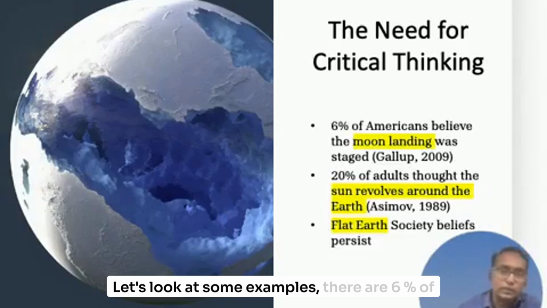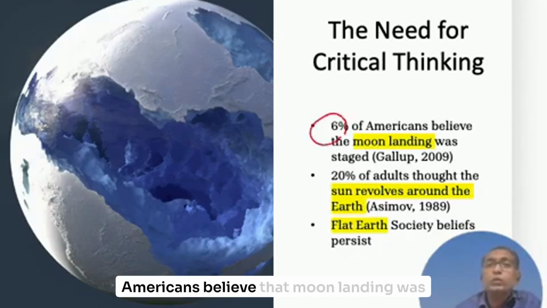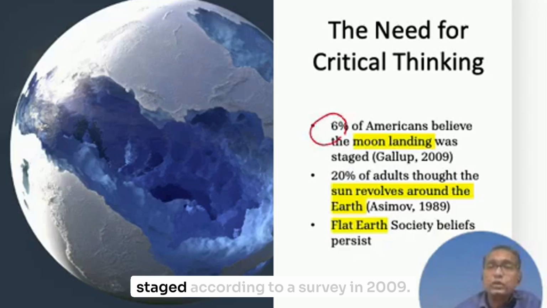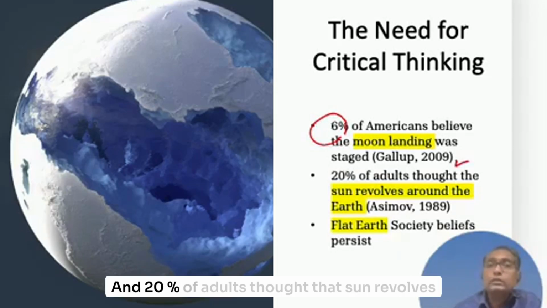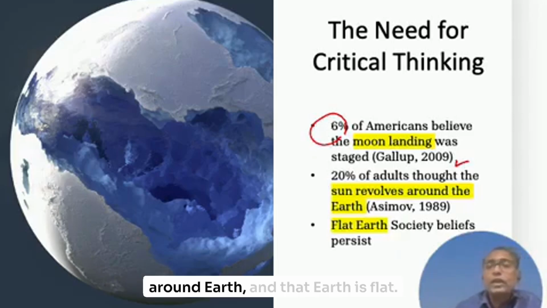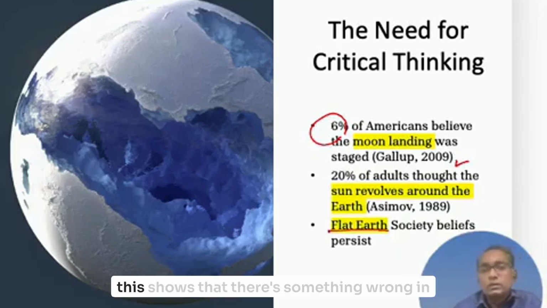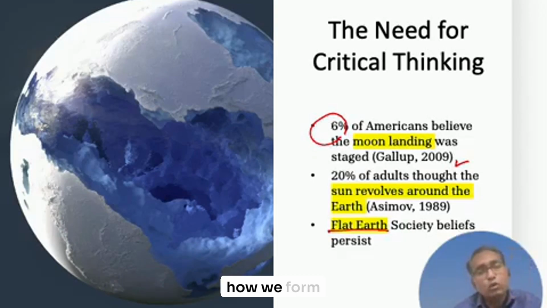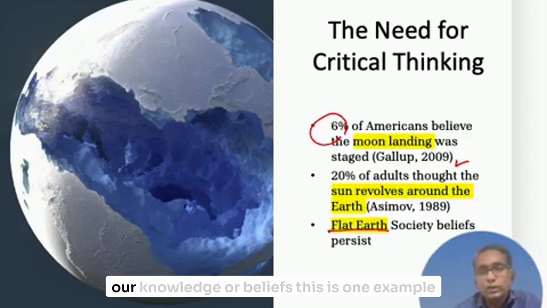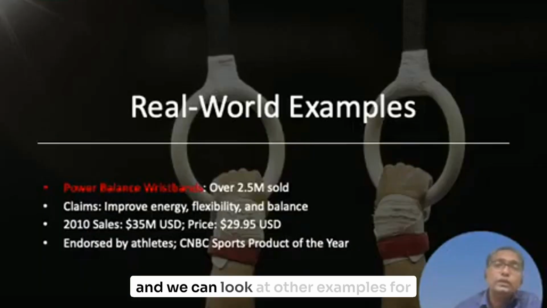Let's look at some examples. 6% of Americans believe the moon landing was staged, according to a survey in 2009. And 20% of adults thought that the sun revolves around the Earth and that the Earth is flat. So this shows that there's something wrong in how we form our knowledge or beliefs. This is one example, and we can look at other examples.